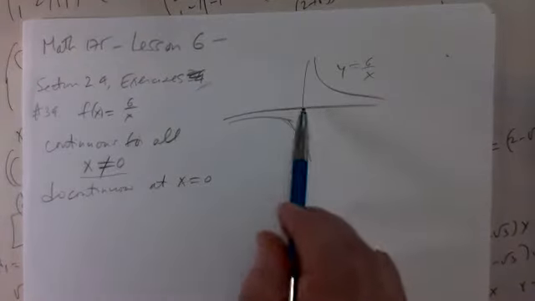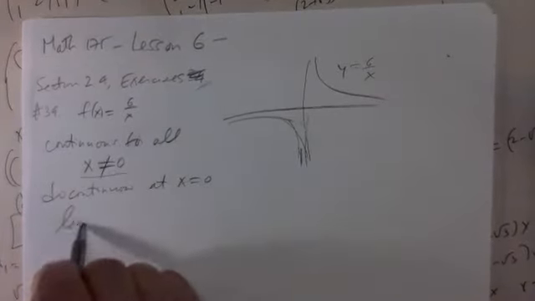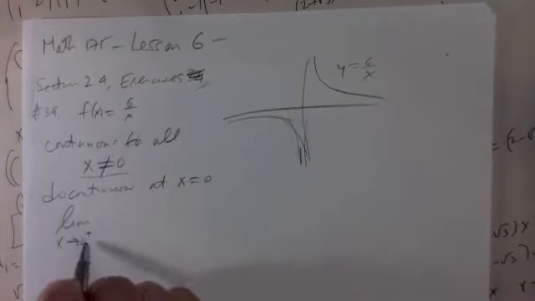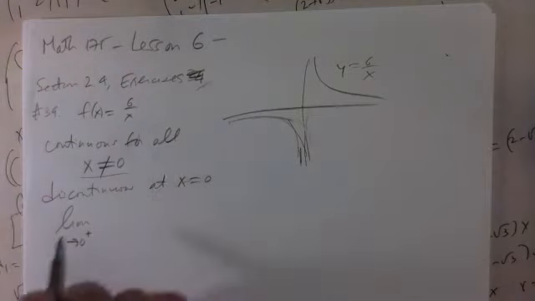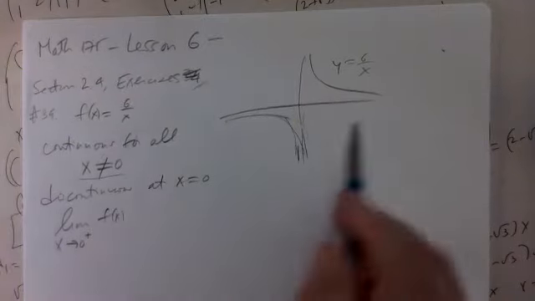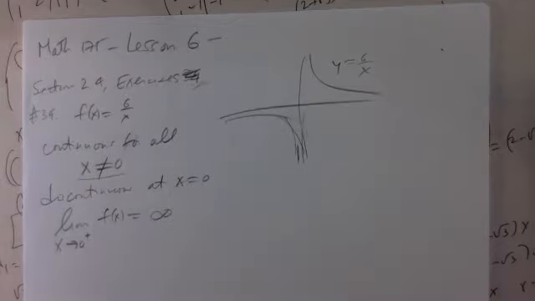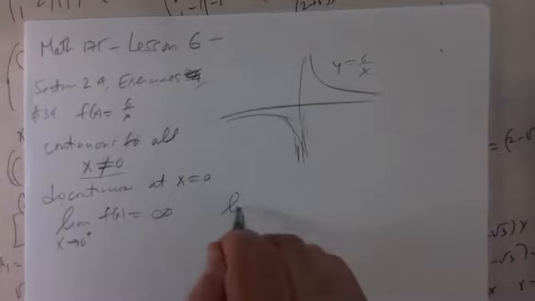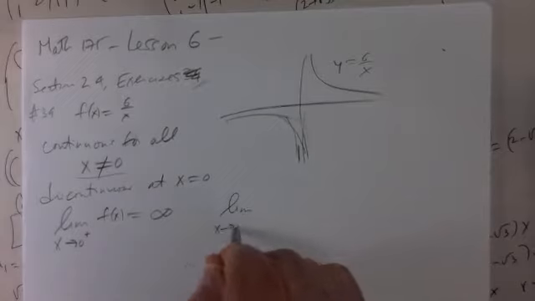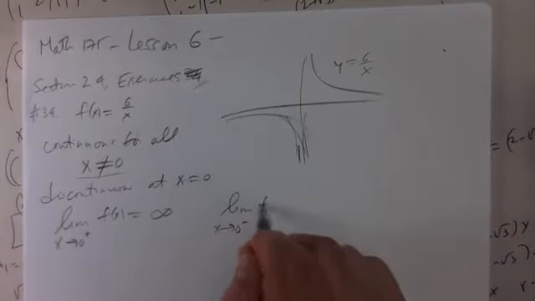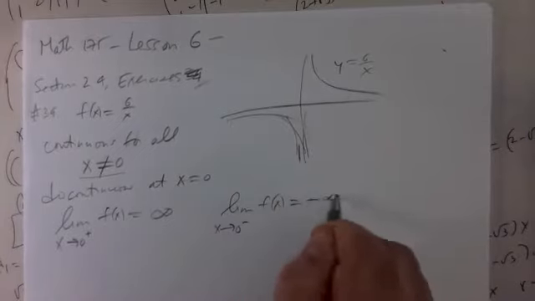Now what happens if you take the one-sided limit as x approaches 0 from the right? That's what the plus sign means. As x goes to 0 from the right, this limit goes to infinity. On the other hand, if we take the one-sided limit as x goes to 0 from the left, this is minus infinity.